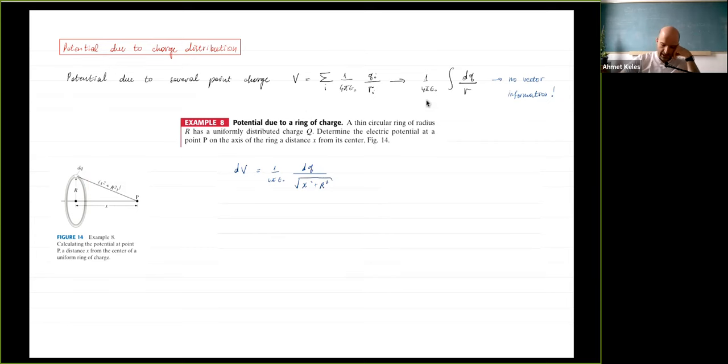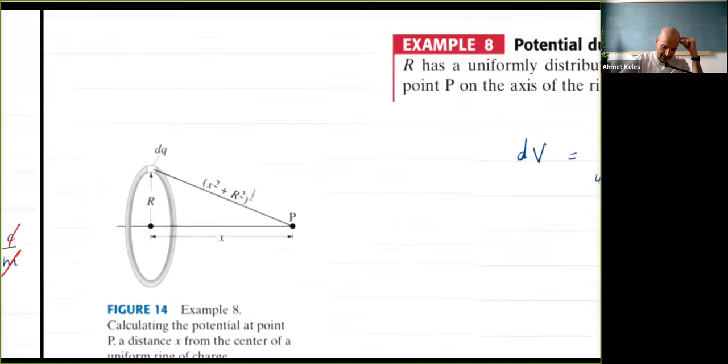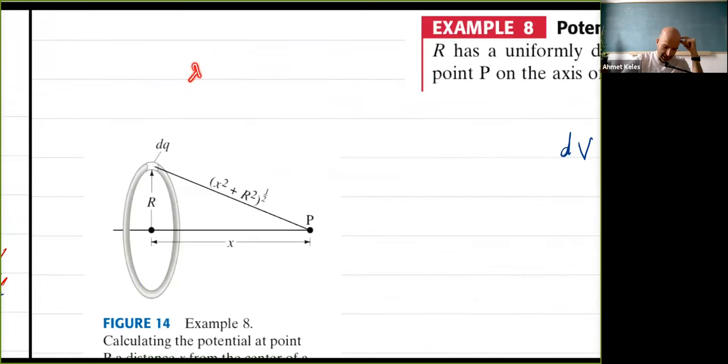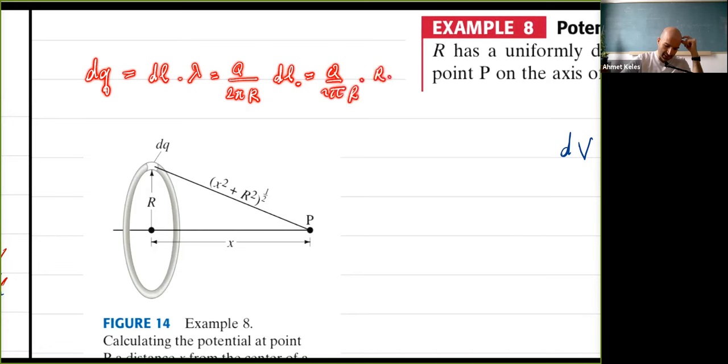Good. So next I need to write dq. Basically this whole thing has a length, and the charge density, let's call it lambda, is equal to total charge divided by its length, which is 2 pi r. If you multiply this density with a little chunk dl, you get the total charge in this little chunk. We know dl is equal to r times d theta.